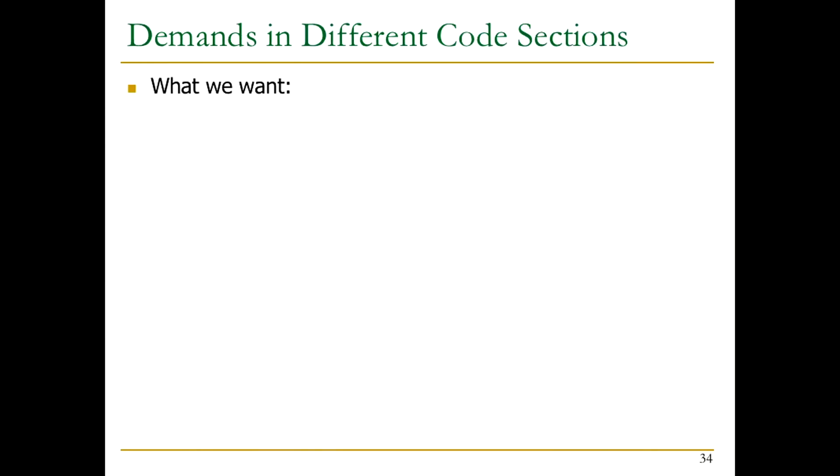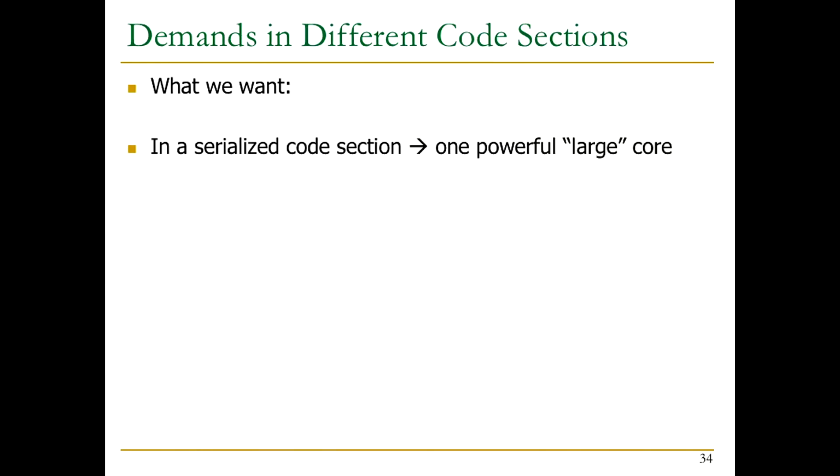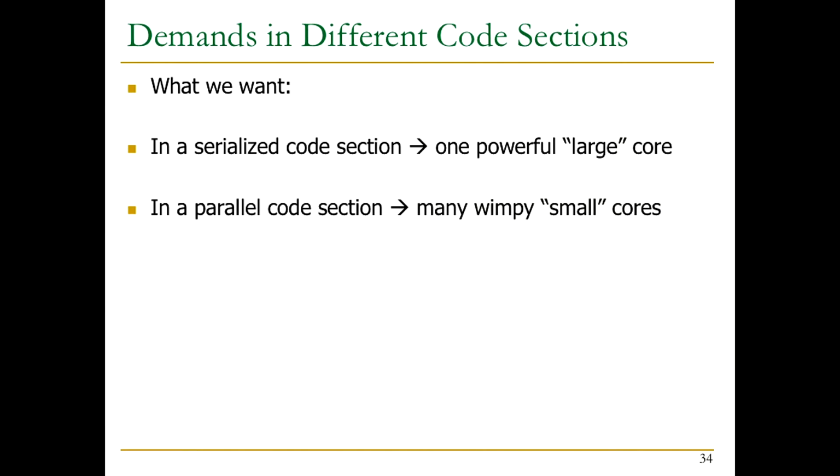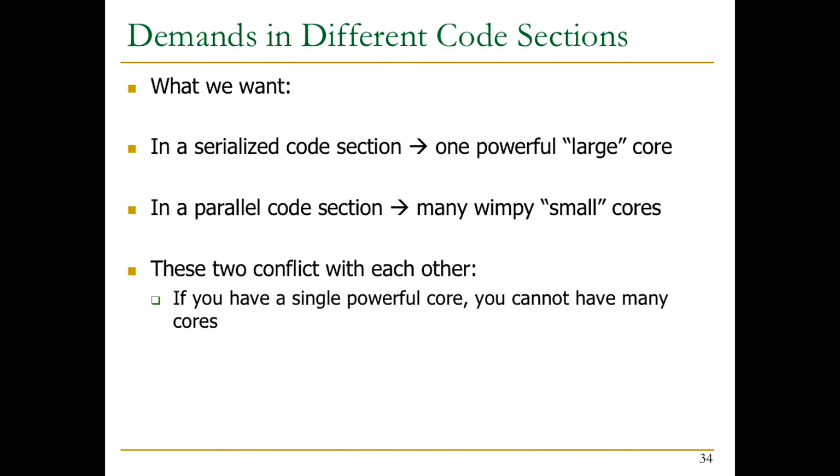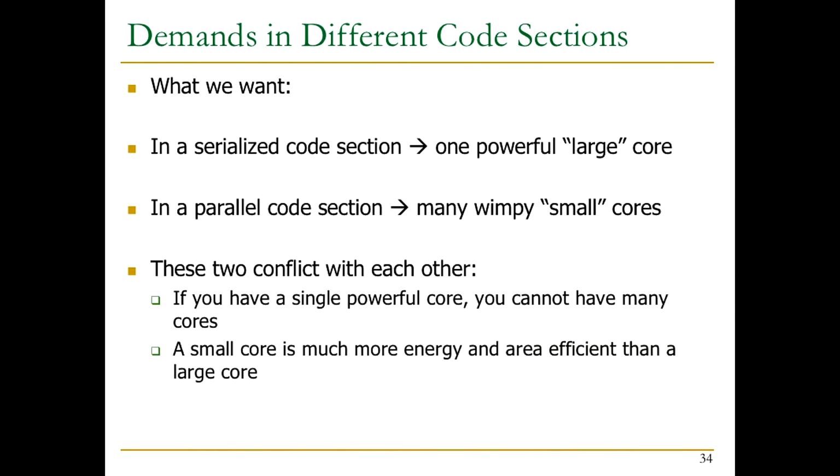Okay. So what do we want in these? Basically, we have different demands in different code sections, right? In a serialized code section, maybe we want one powerful large core. In a parallel code section, maybe we want many wimpy small cores, right? If you can parallelize it perfectly. And this is a really good way of thinking about it. And these two conflict with each other clearly. If you have a single powerful core, you cannot have many cores. And a small core is much more energy and area efficient than a larger core. Right? Now, this may not be true.